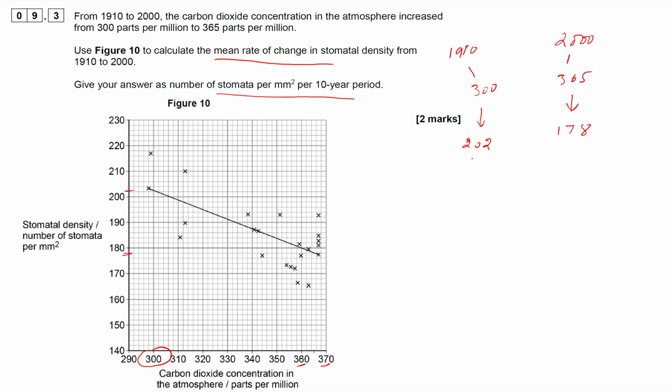Therefore, the stomatal density decreased from 202 in 1910 to 178 per square millimeter in year 2000. And that is a difference of 24. So this means between 1910 and 2000, the stomatal density decreased by 24. And that's over a period of 90 years. Since you're supposed to give the answer in a 10-year period, 24 divided by 90 times 10, and that would give you 2.7 per square millimeter per 10 years.